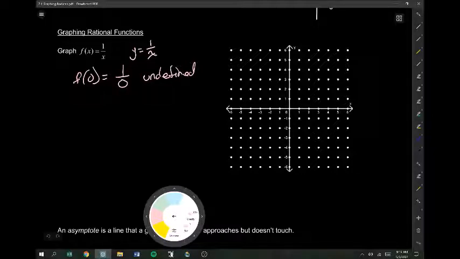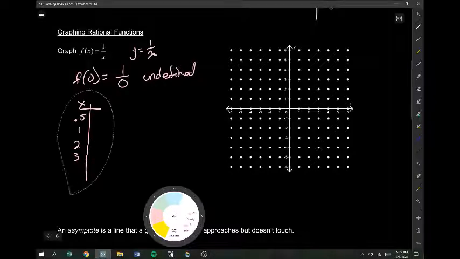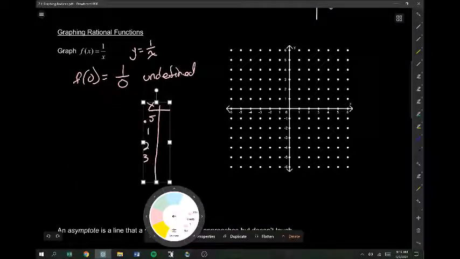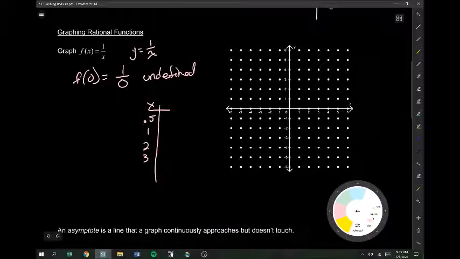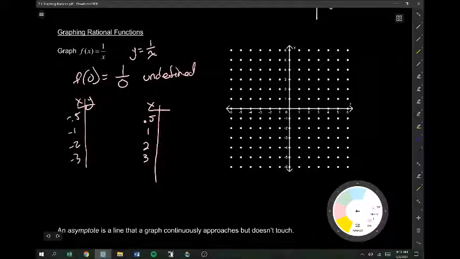But I can plug in numbers around 0. So I'm going to plug in numbers that are a little bit bigger than 0. I'm going to do like 0.5, 1, 2, 3. And I'm going to plug in numbers that are a little bit smaller than 0. Like -0.5, -1, -2, -3. Now, plugging in these numbers might seem kind of difficult at first, but if you just go through it step by step, you'll see it's actually quite straightforward.